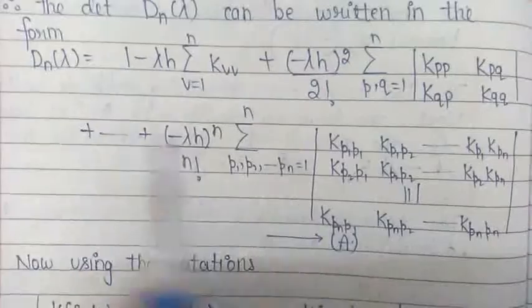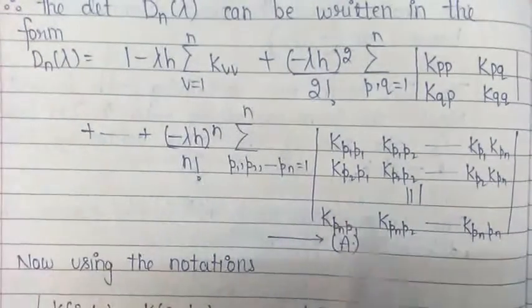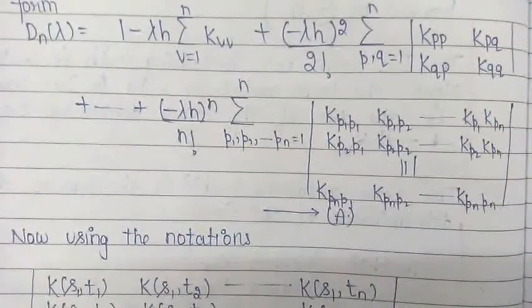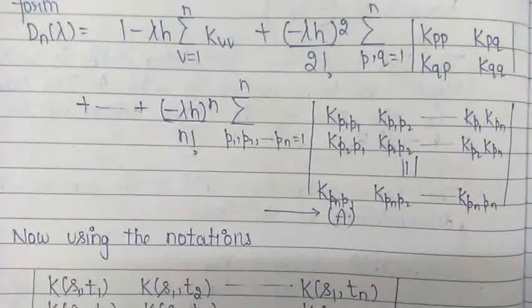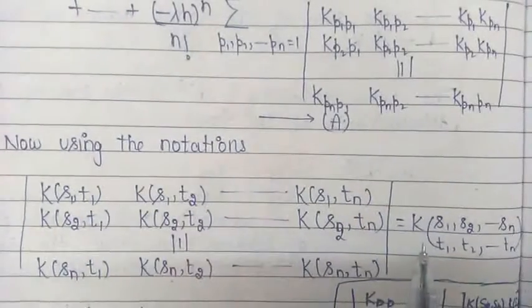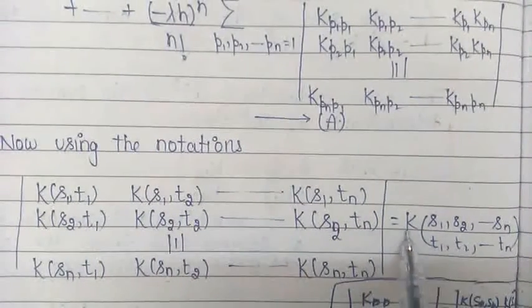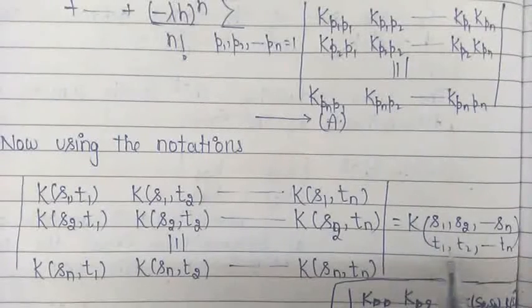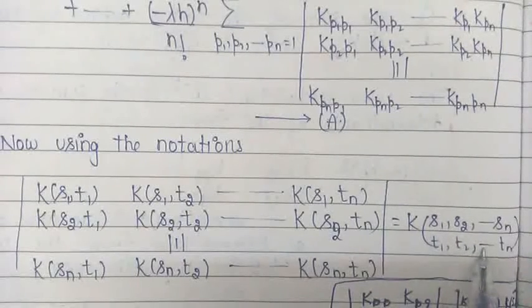So we have obtained the value of the determinant Dn(lambda). Now by using the notations which we have already defined, we can write this determinant in the short form. So let us once again define the notation. We will use this notation K. In the first row we have s1, s2, s3, sn. In the second row we have t1, t2, t3, tn.